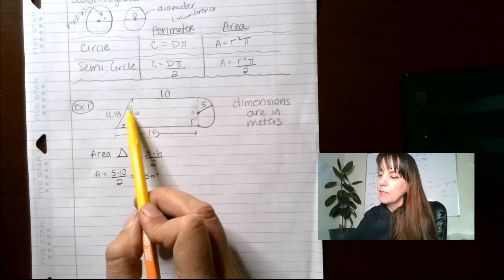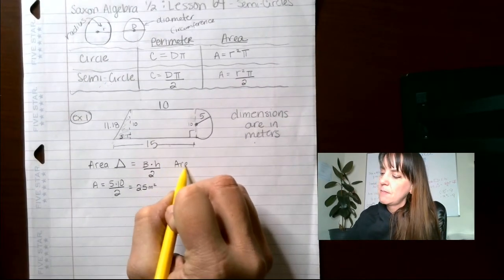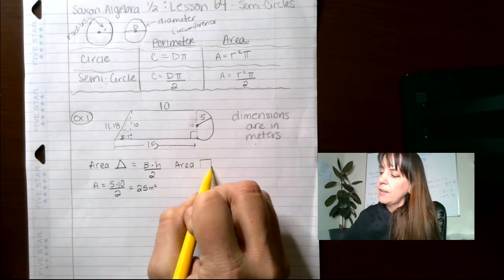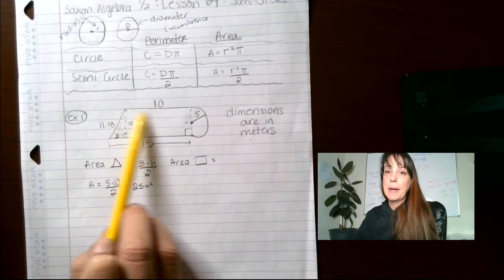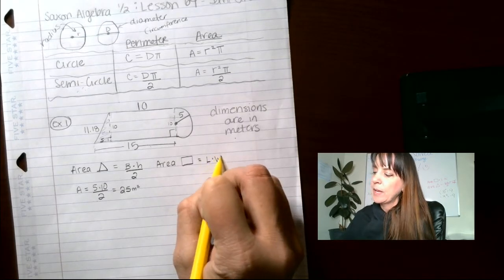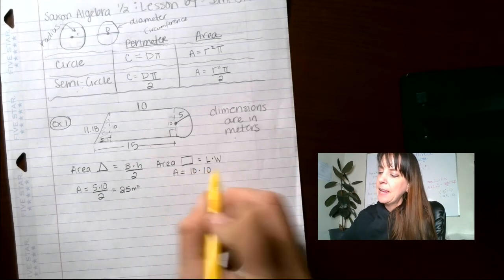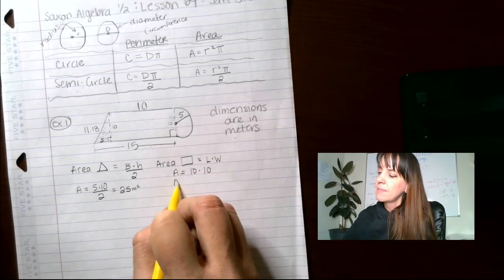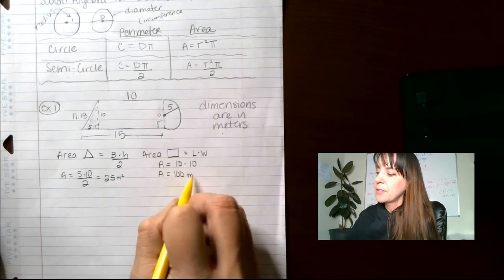All right, so we've taken care of this bit right here. Now we have to take care of the area of the rectangle. The dimensions of the rectangle are 10 by 10. So that's just length times width. So our area equals 10 times 10, which means the area is 100 meters squared.